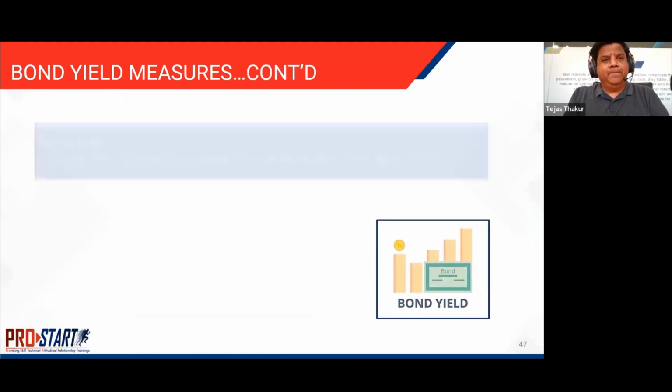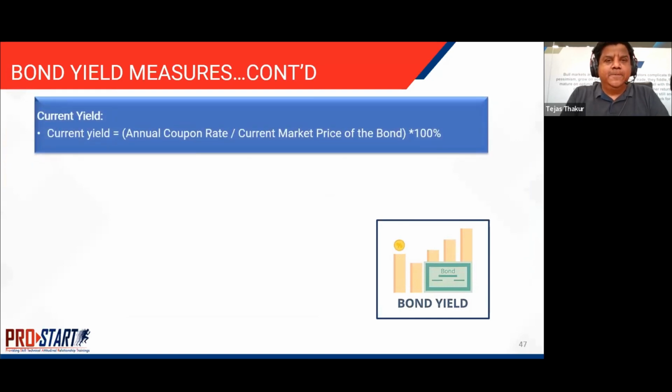What else is there? Current yield is there. So current yield is the yield which I am actually receiving: annual coupon rate divided by the current price of the bond. Technically the coupon rate is on the face value. But if I have the bond right now and it is traded at a particular market price, which is different from the par value or the face value, and I want to find out what current yield I'm enjoying, then I will divide the annual coupon rate by the current price of the bond, the market price, and multiply the same by 100%.